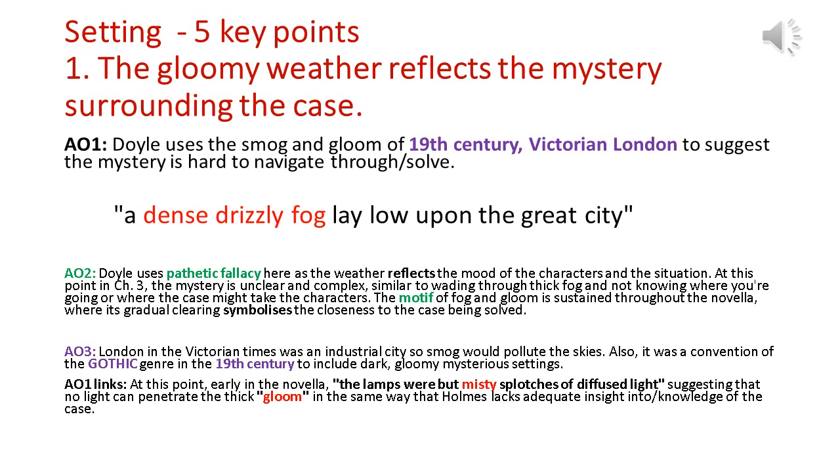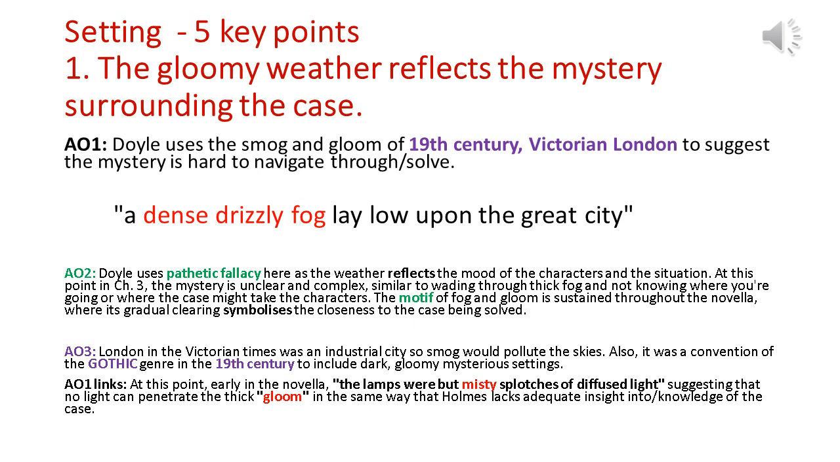For assessment objective 3 then, you could talk about the fact that in Victorian times, London was very industrial. So there was lots of smog polluting the skies, and also Gothic literature of the 19th century often included these dark and gloomy settings, so the fog seems to be quite appropriate.